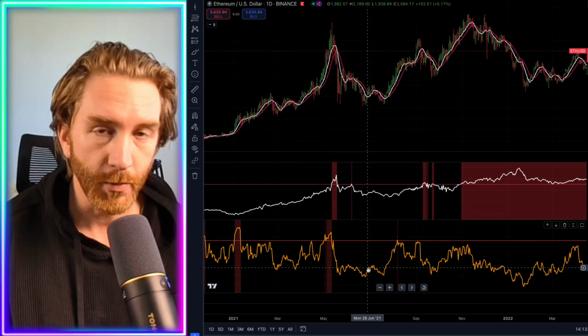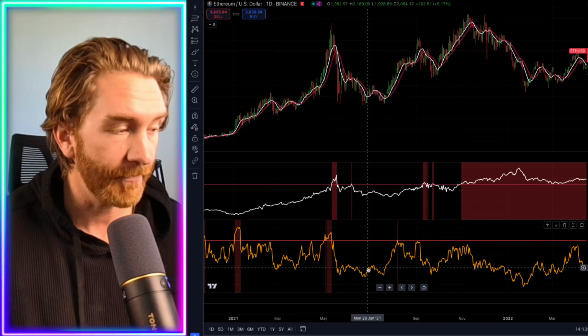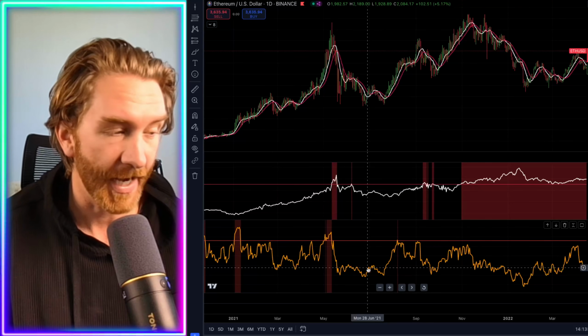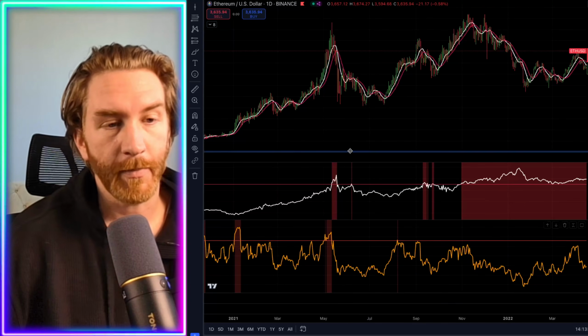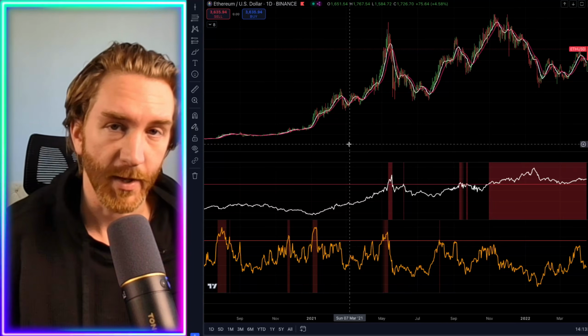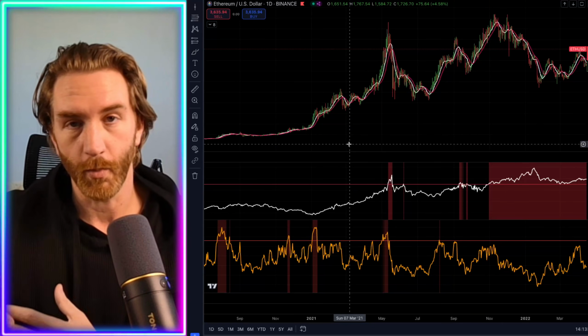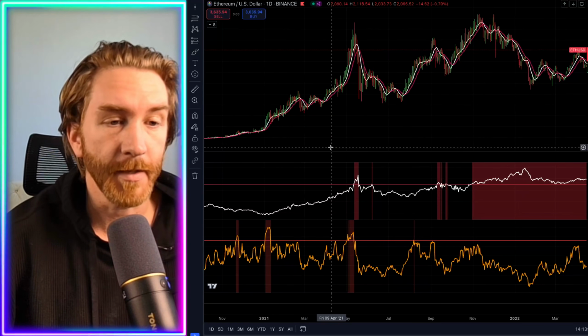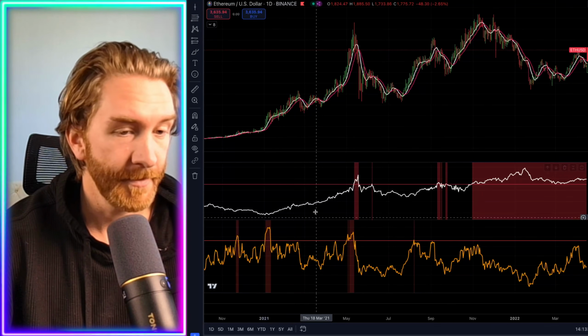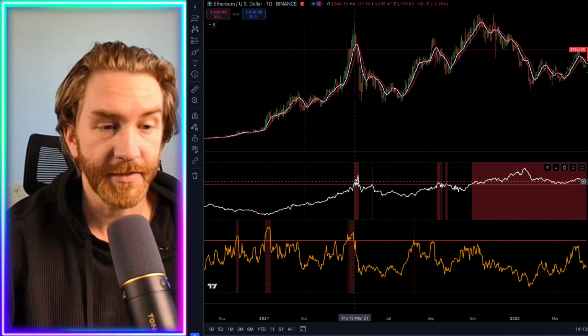Whenever we combine the 2 of these, we get kind of a double confirmation exit signal that it is time to leave. So if you'll remember, last cycle, we had 2 different peaks. We had one in the spring, then we had a summer cool off, and we had one blow off top in the fall. So Ethereum came up in the spring as this white line was about to hit the red line. This started flashing red.